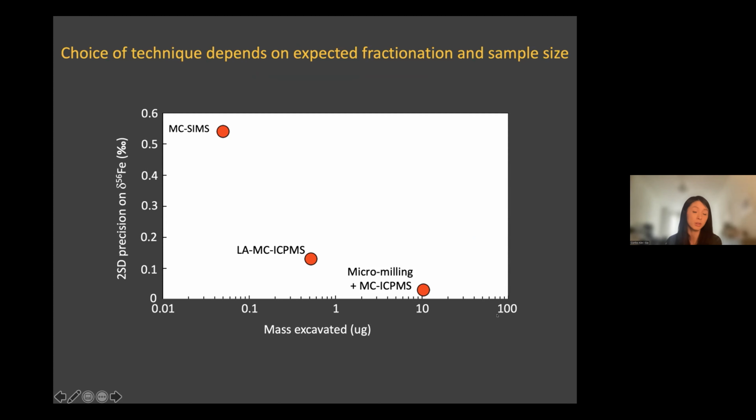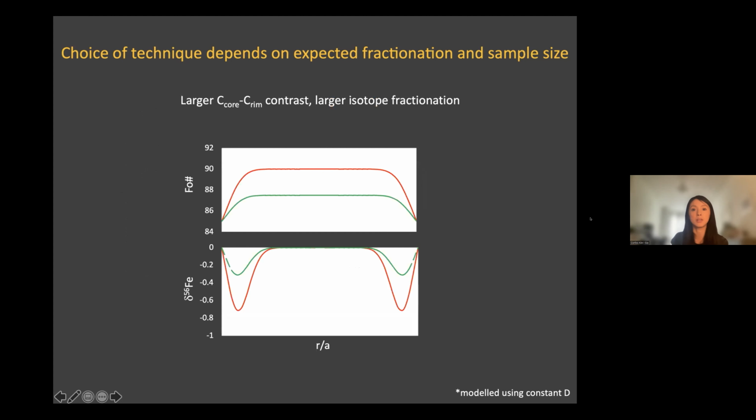And followed by laser ablation MC-ICP-MS, and SIMS, while it has the best depth resolution, it doesn't have the best precision. So it depends on what you're looking for in your measurement. And how do we calculate the expected fractionation? Well, this is a general idea to remember: if you have a larger core to rim concentration contrast, the larger the isotope fractionation.